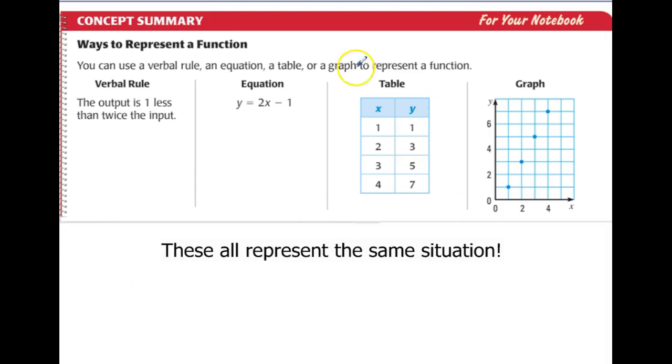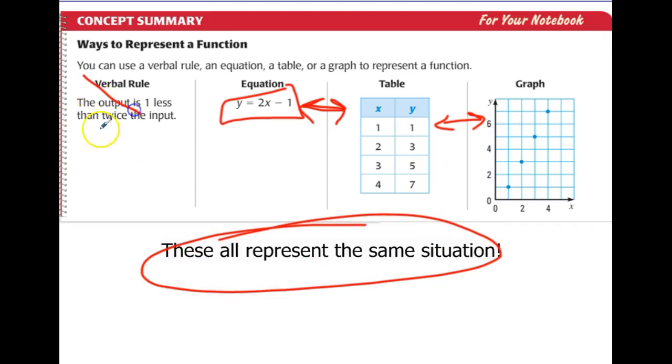This is just a piece of information. We've learned how to write an equation from a table. We've learned how to make a table from an equation. Same thing with our graph. We can convert a graph to a table or a table to a graph. They're all representing the same situation. We didn't do this one, don't worry about that.